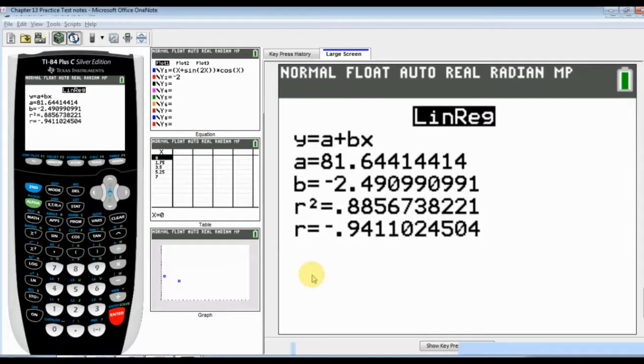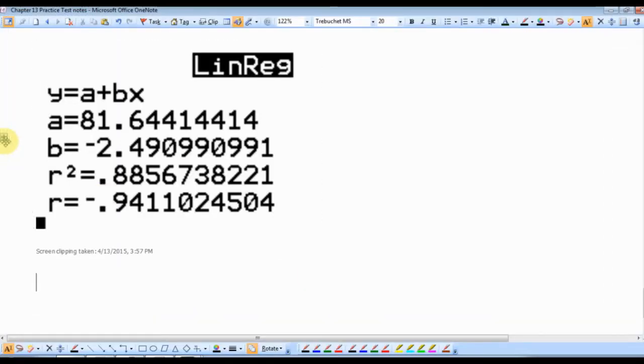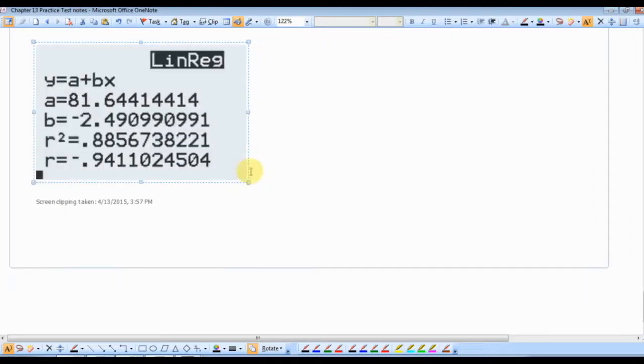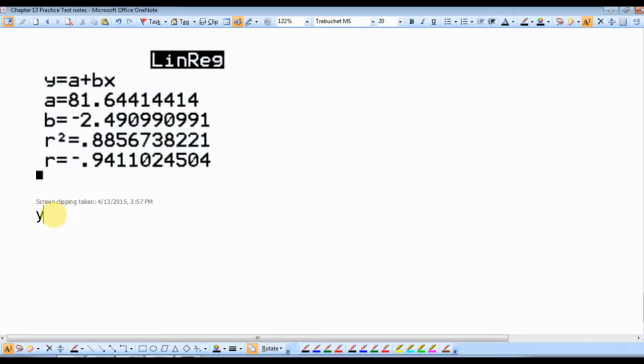This one we can just put y equals to that, right? Yes, since there's no context, it would be okay. So what do we got? y hat is equal to 81.644 minus 2.491x.